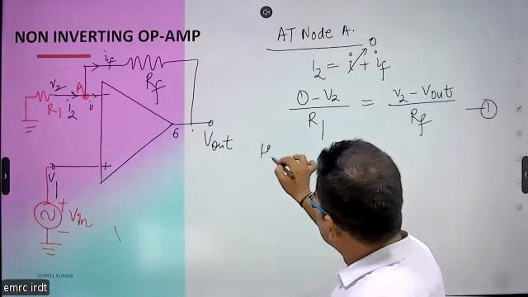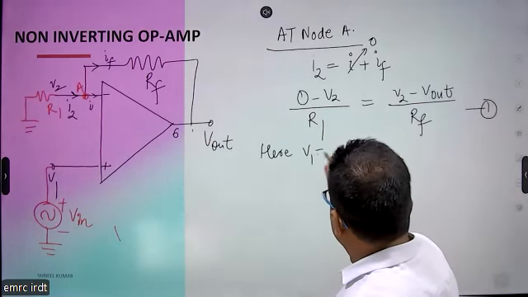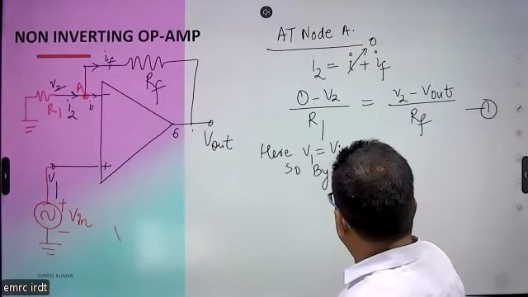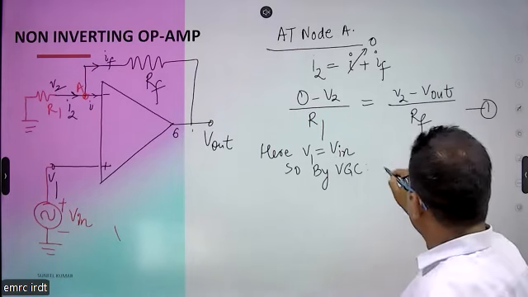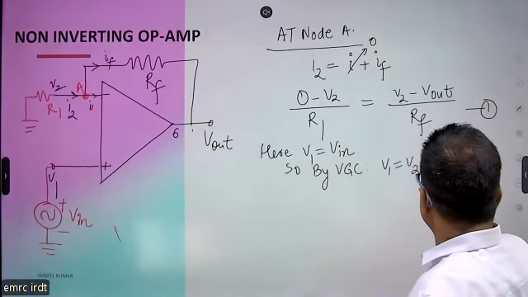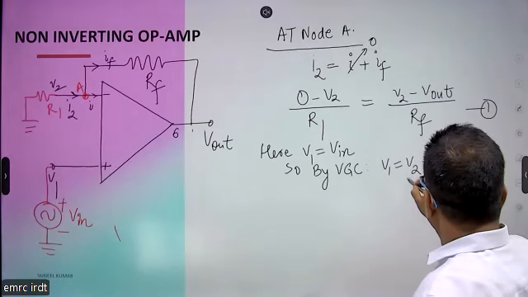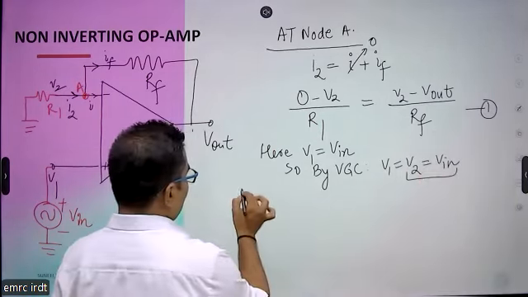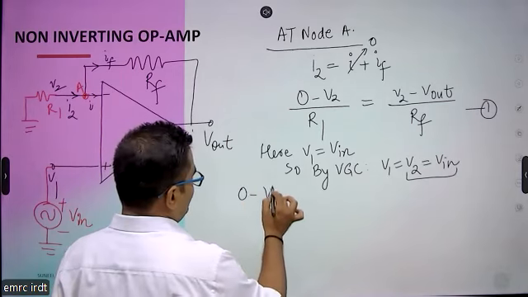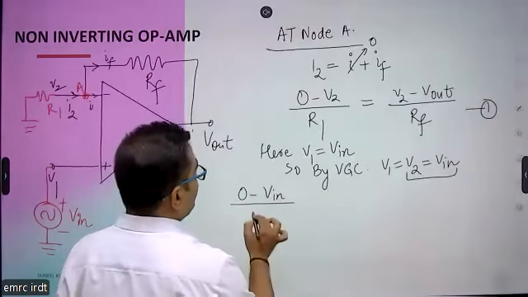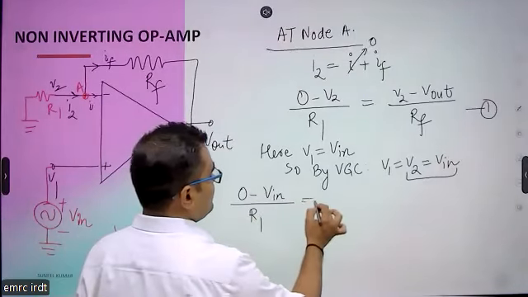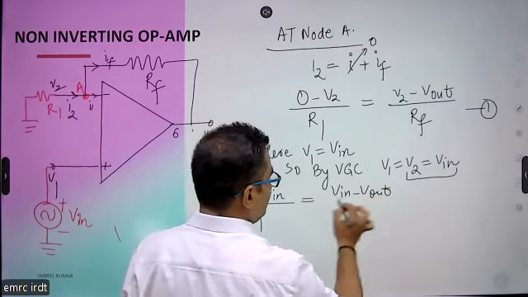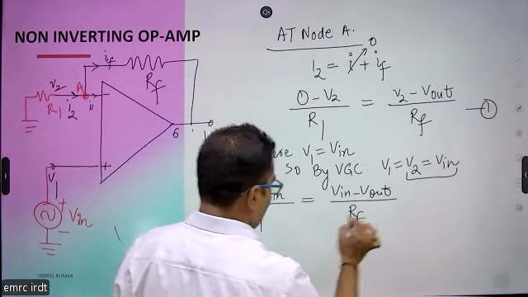And here V1 is equal to V input. So by virtual ground concept, we can write V1 is equal to V2 is equal to V input. So we are going to put this V2 value in equation number 1. What will be the value? (0 minus V input) divided by R1 is equal to (V input minus V output) divided by RF.